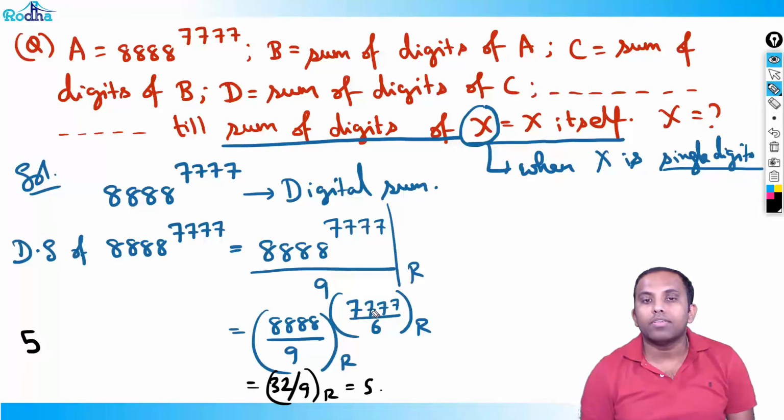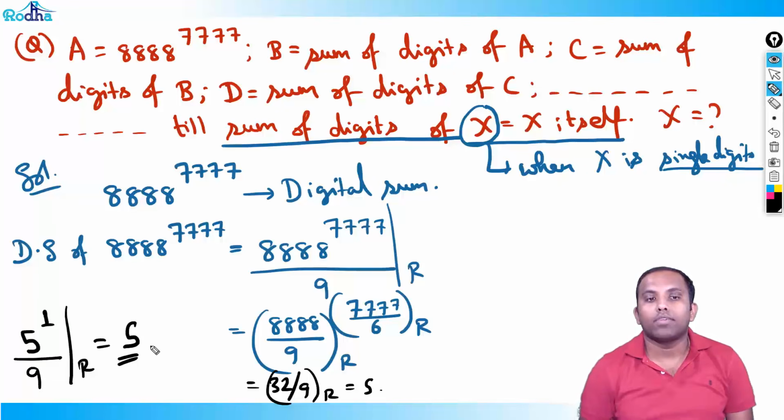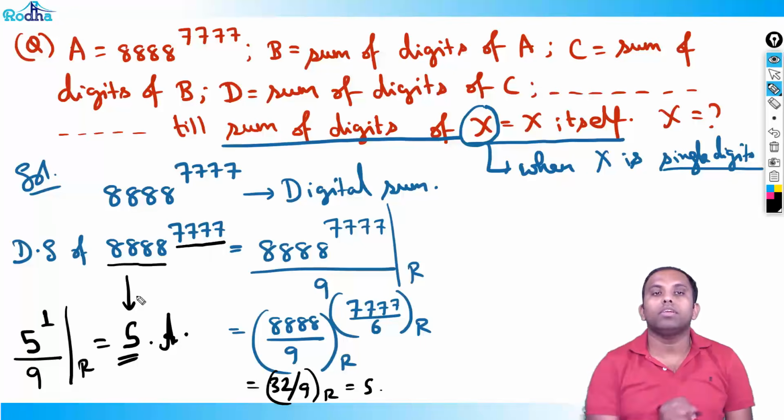Raised to 7777 divided by 6. So 7777 divided by 6, remainder. Dividing this number by 6, 6 into 12, 72, 57, 9, 70, 50, 43, 7, you will get remainder 1. So 5 raised to 1 divided by 9 remainder is 5 only. So the answer to this question is 5. That means the digital sum of 8888 raised to 7777 is 5. So 5 is the answer for this beautiful question.